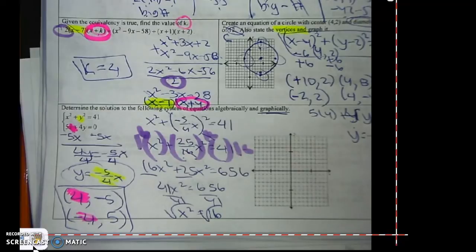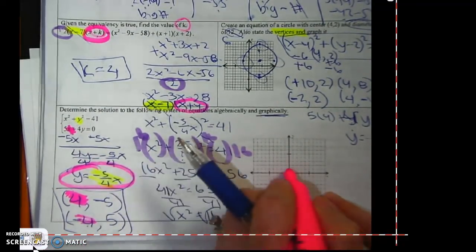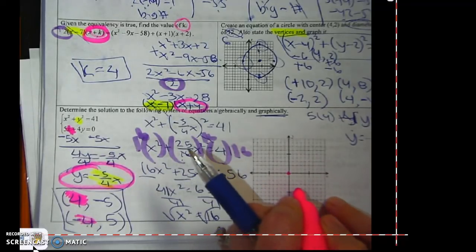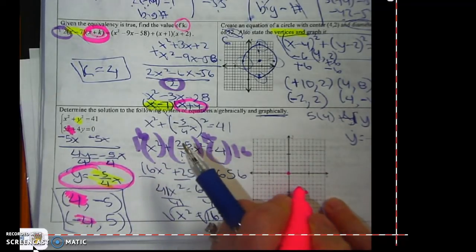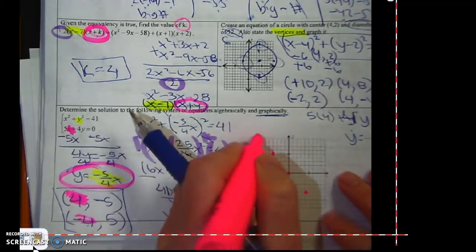Now I'm going to solve it graphically. First I'll solve this one. I'll do it in pink. So I go up nothing, down 5, right 1, 2, 3, 4. Make it perfect. So I'm going to go up 5 and left 4. And now I have the line.